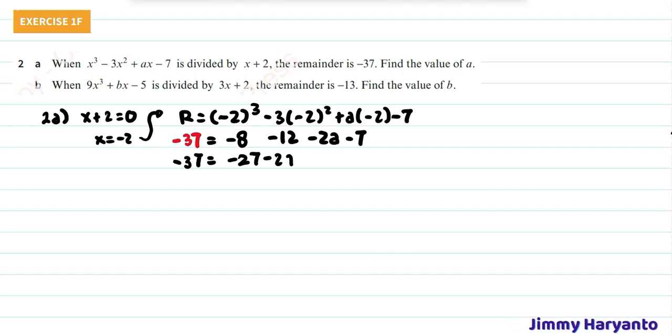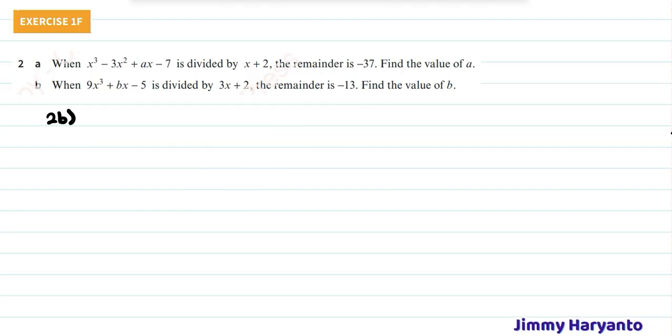After this, you can simplify the right hand side, so you'll have negative 27 for that one, and then negative 2a. Move the negative 27 to the left hand side, you'll have negative 10 equals negative 2a, so a equals negative 10 divided by negative 2, it will become 5. So a equals 5 for this question. And then next is 2b, the remainder equals negative 13 for this one, so let's use the remainder theorem.